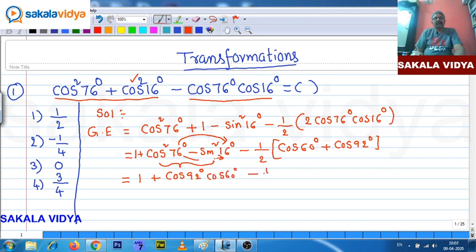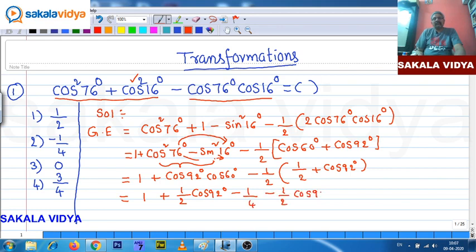So this will be minus half into cos 60 is 1 by 2 plus cos 92 degrees. So now we have 1 plus this cos 60 is 1 by 2. This will be 1 by 2 cos 92 degrees minus 1 by 2 into 1 by 2, 1 by 4, and minus half cos 92 degrees. So now just observe what will happen. Half cos 92 degrees gets cancelled. We have 1 minus 1 by 4 equals 3 by 4. So here the fourth option is the right option.